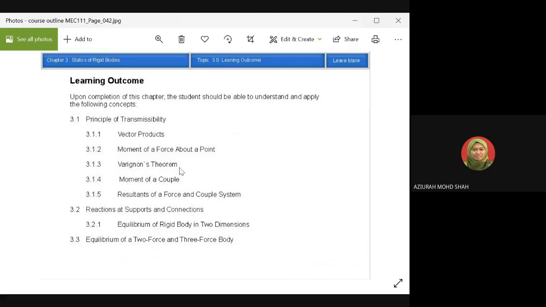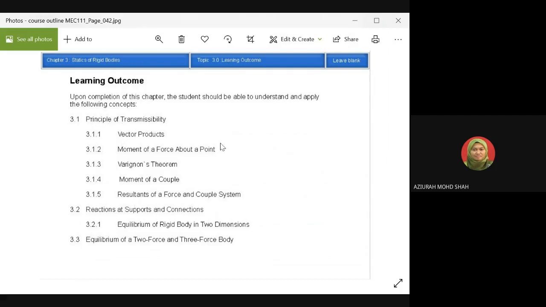And then you will apply Varignon theorem. Okay, Varignon theorem tu most of you actually you dah tahu, tapi you tak tahu that is exactly yang you apply tu adalah Varignon theorem. Serupa macam kita gunakan Fx is equal to F cos theta ataupun F sin theta kan. Yang itu adalah rectangular component. You pandai tulis tapi actually tak tahu itu nama dia. So moment of a couple nanti, and then kita find resultant of force and couple system.